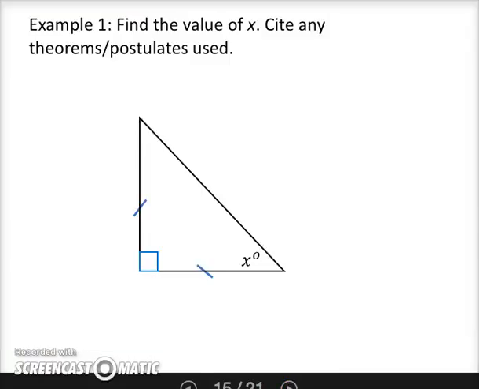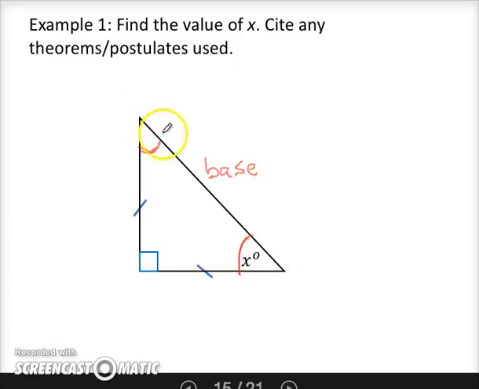Example 1. Find the value of x. Cite any theorems or postulates used. Okay, this diagram is marked with two sides of this triangle congruent to each other. So we know that it's an isosceles triangle with, since these two sides are congruent to each other, the third side is the base here. And the two base angles of this triangle are the angles touching the base.